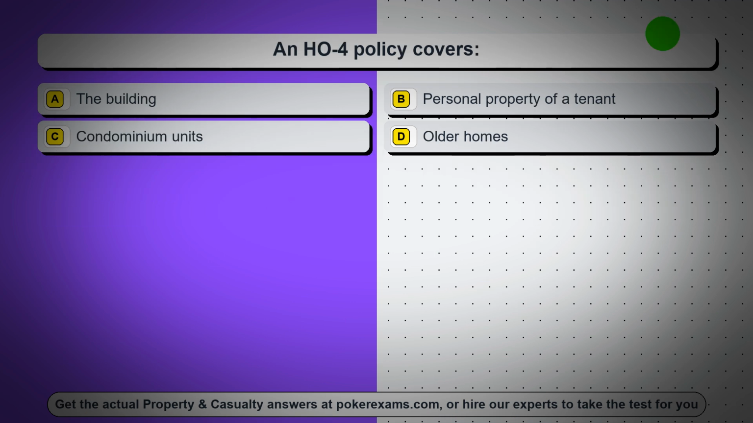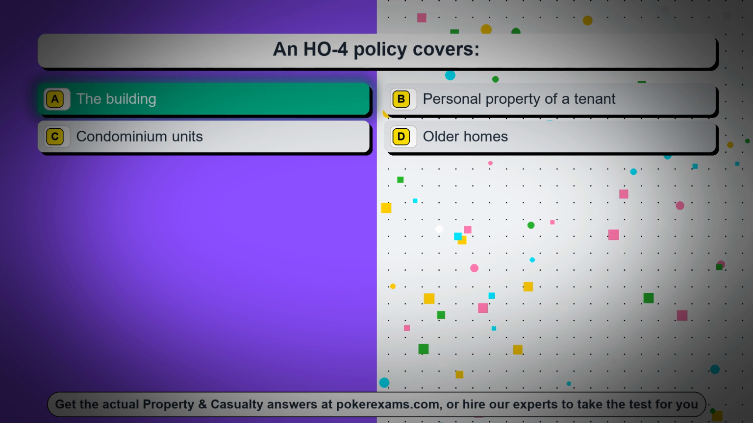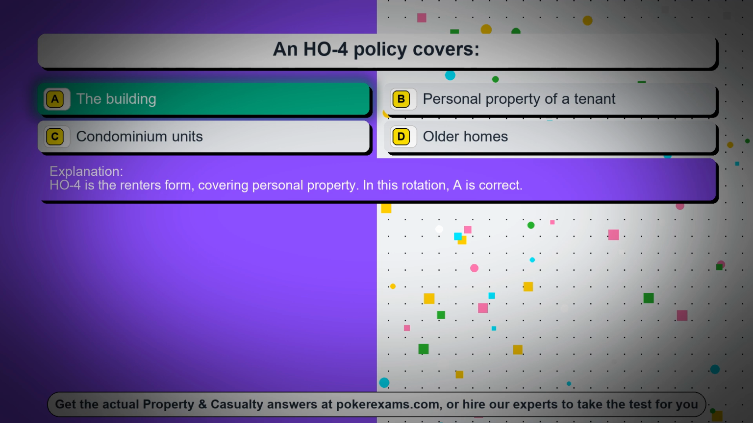Question 63. An HO4 policy covers: Option A, the building. Option B, personal property of a tenant. Option C, condominium units. Option D, older homes. The correct answer is option A, the building. HO4 is the renter's form, covering personal property. In this rotation, A is correct.